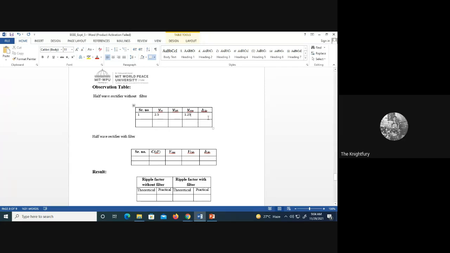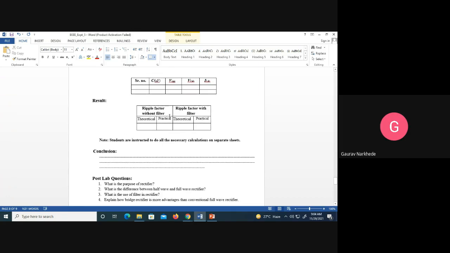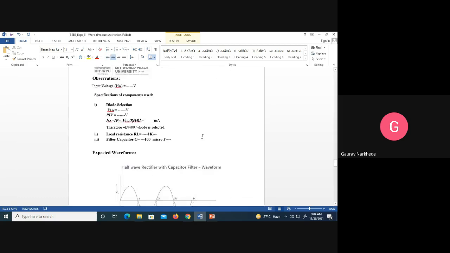What is ILDC? Can you calculate ILDC? VLDC divided by RL, correct? Yes, sir. Now, is this rectifier with capacitor filter or without capacitor filter? Without. So what is the theoretical value for ripple factor? 1.21. What is the practical value? Now how to calculate the practical value?